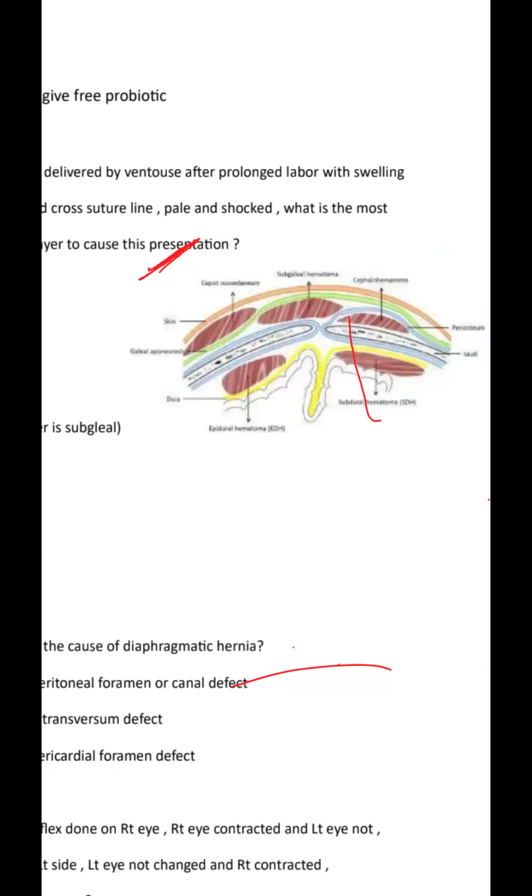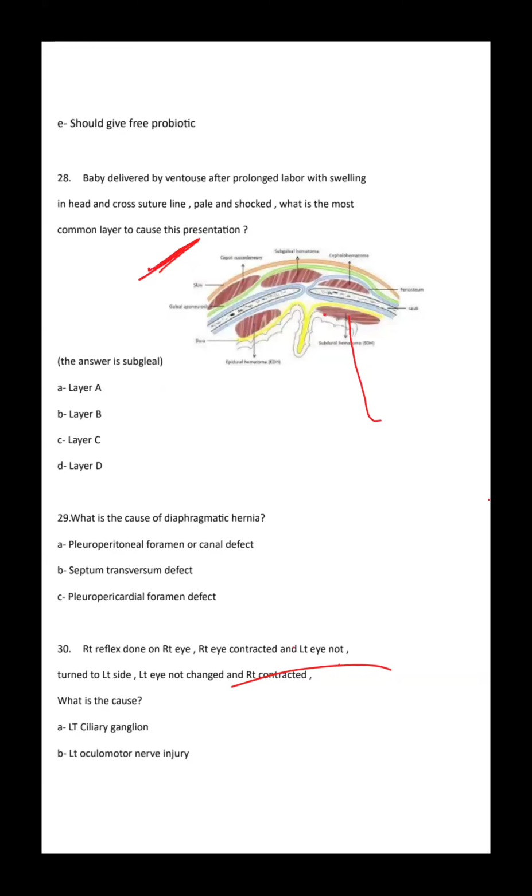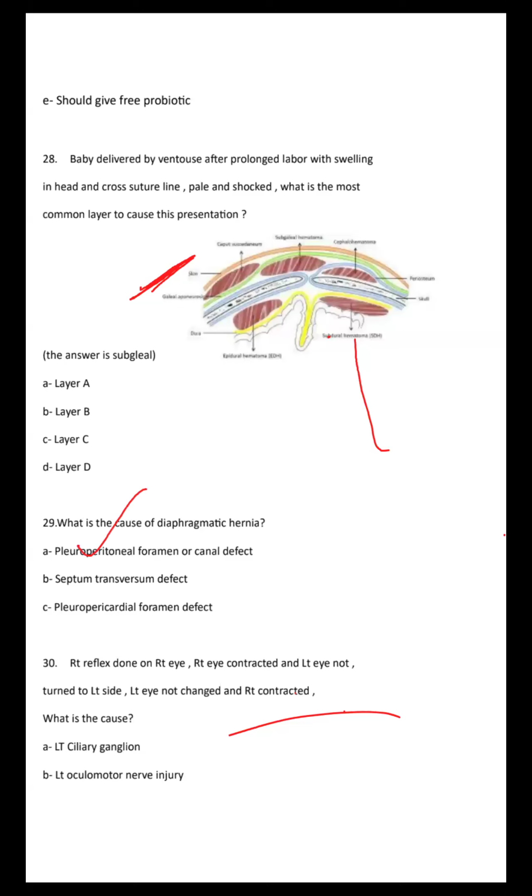Now the next question, about the diaphragmatic hernia. It's a pleuroperitoneal canal defect, pleuroperitoneal.